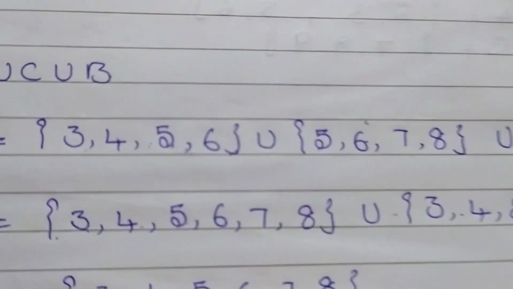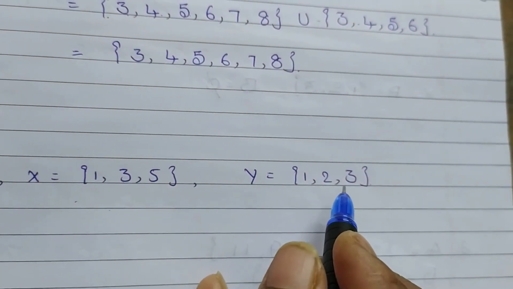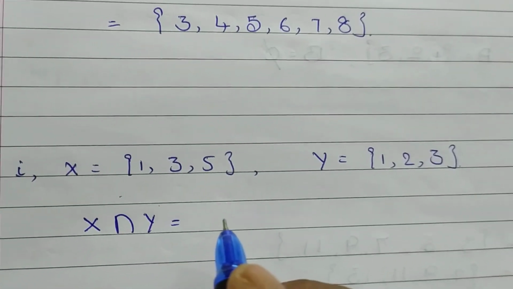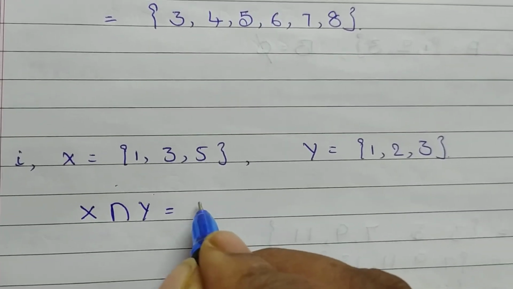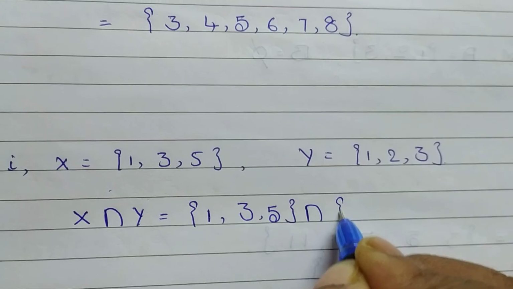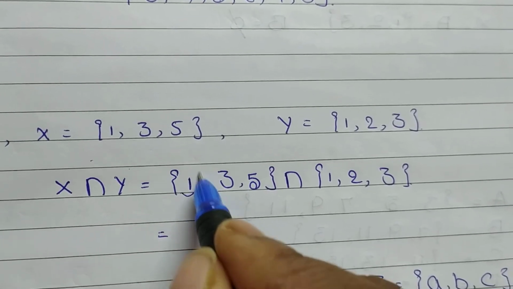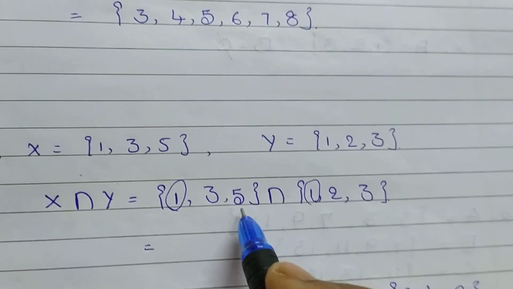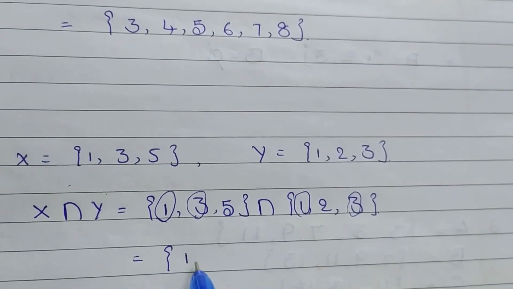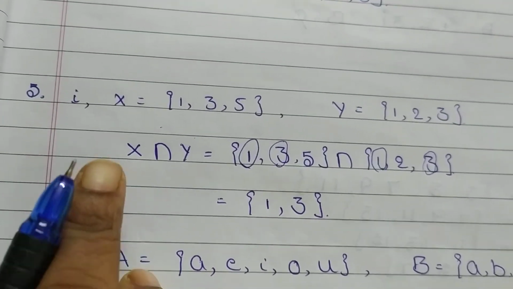So fifth question, see here, they gave the sets. X is 1, 3, 5 and Y is 1, 2, 3. So X intersection Y. Intersection means those which are common in both the sets. So those elements only we are going to write. That is, we will substitute the sets first: 1, 3, 5 intersection 1, 2, 3. In both the sets, what are the common elements we should locate? That is 1, 1 as well as 3, 3. These two are common in both X and Y. So 1, 3 will be the elements in X intersection Y.